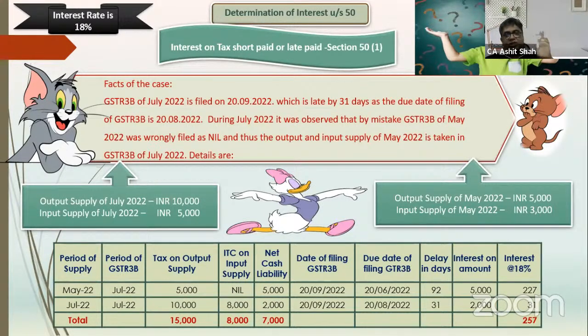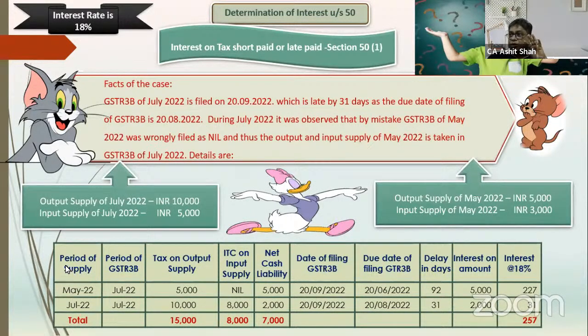So now how will we show it? Now let's assume that output tax liability for July 22 is 10,000 rupees and input supply of July 22 is 5,000 rupees. Now for the month of May, output tax liability was 5,000 and input supply for May 22 was 3,000. So this May month's whole liability of 2,000 rupees has not been declared while filing the return for May 2022. So now let's see how it works. Now this is the tabulation.